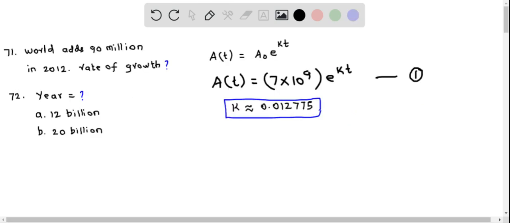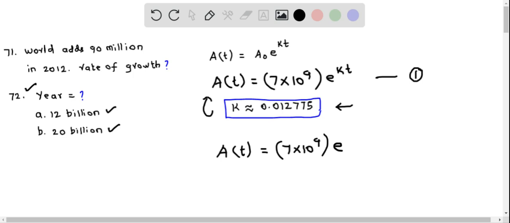We now answer question 72. Here we determine the year such that the population becomes 12 billion as well as 20 billion. So we have already determined the growth rate, that is k is 0.012775, which means we can now rewrite this population model by replacing the k into this equation. So therefore A of t equals 7 times 10 power 9 multiplied by e raised to the power of kt, which is 0.012775 times t. Now this is the population model which we will utilize to determine the year.